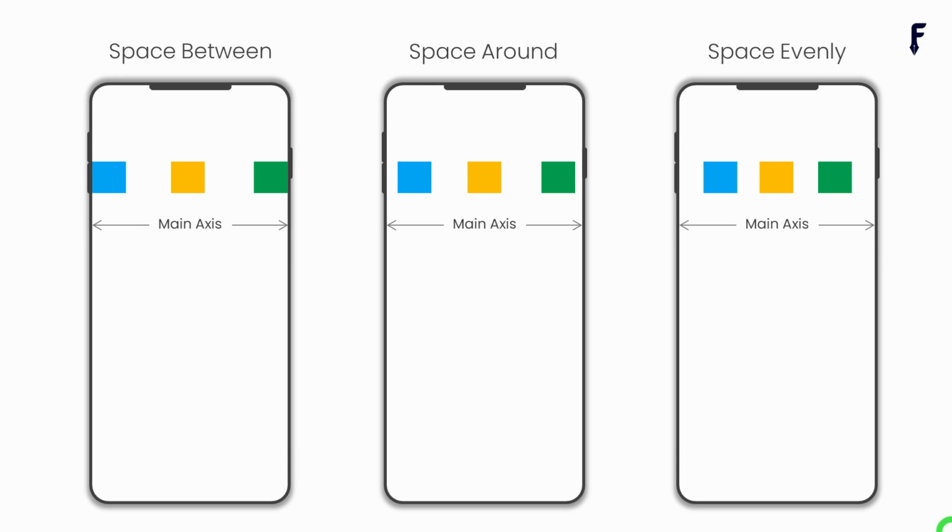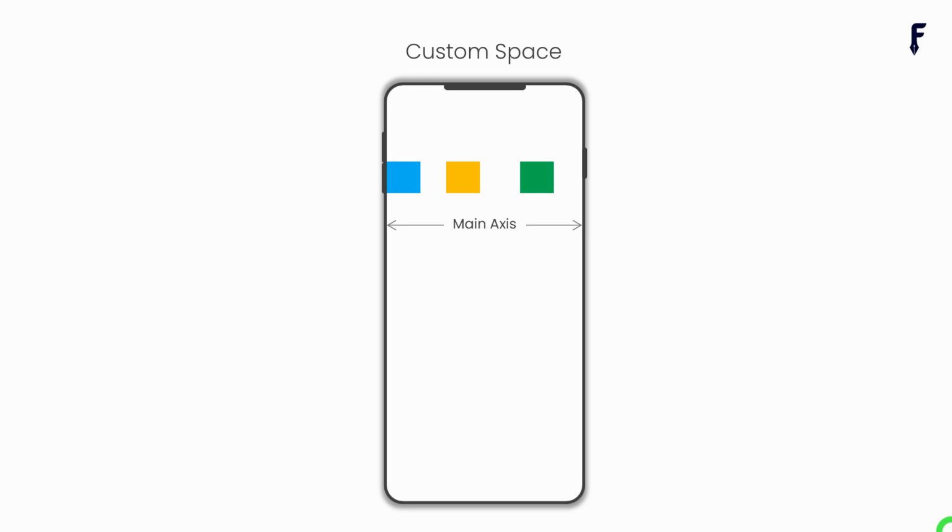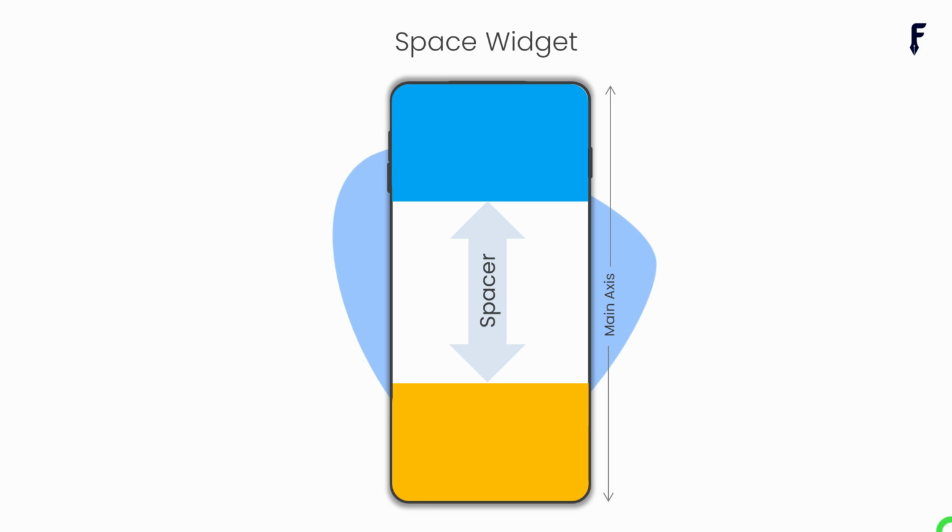When it comes to adding space between the widgets in a row or column, we use spaceBetween, spaceAround, or spaceEvenly for the main axis value. But what if we want custom spaces between the widgets? For this purpose, Flutter has a widget called Spacer, and it is the topic for today's video. So without wasting time, let's get started.